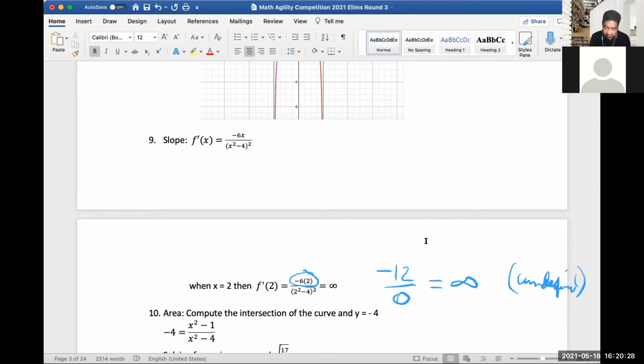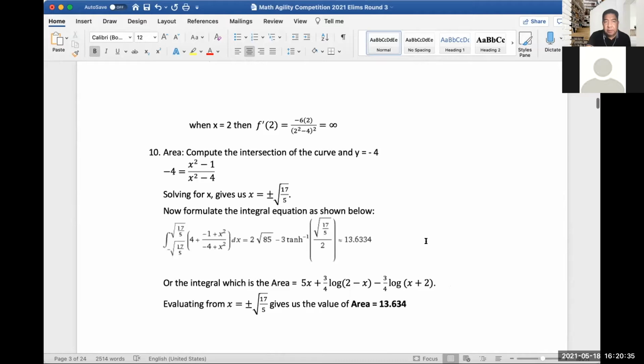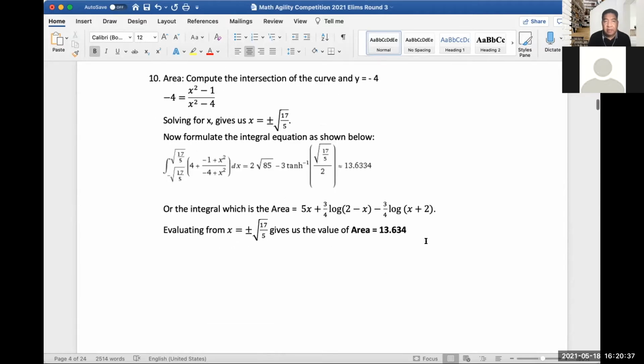Okay, so that's the answer for number 9. And then for number 10, the area is to compute the intersection of the curve and y equals negative 4. So by substituting the value of negative 4 into our equation, the rational function, we will get the value of x equal to plus or minus square root of 17 over 5.